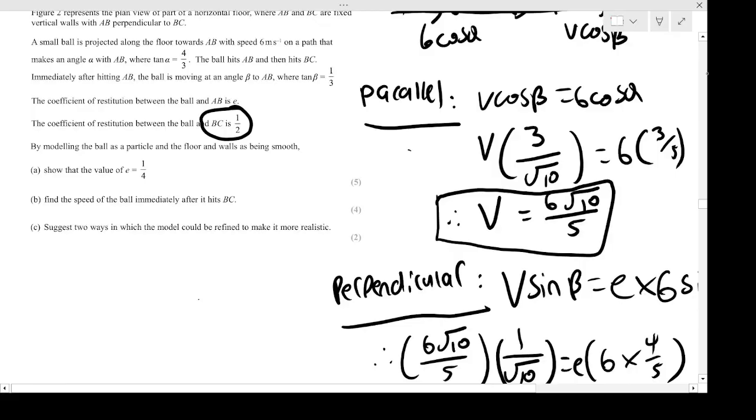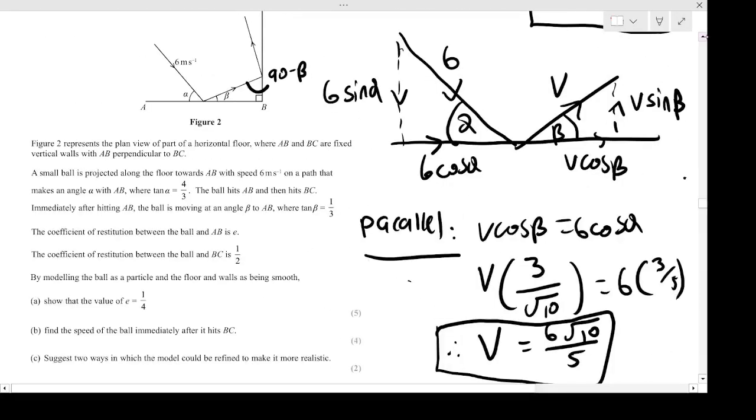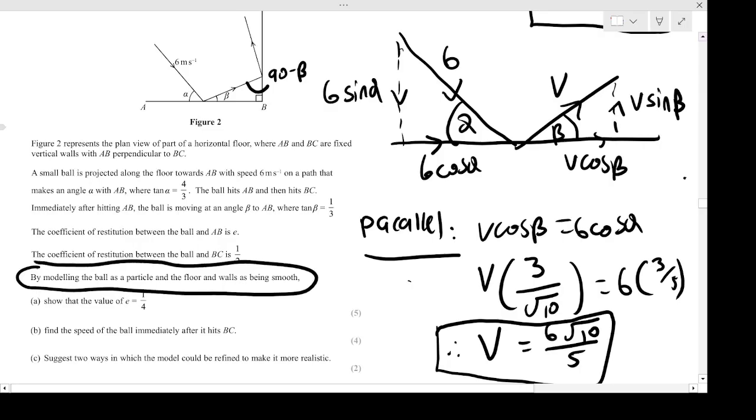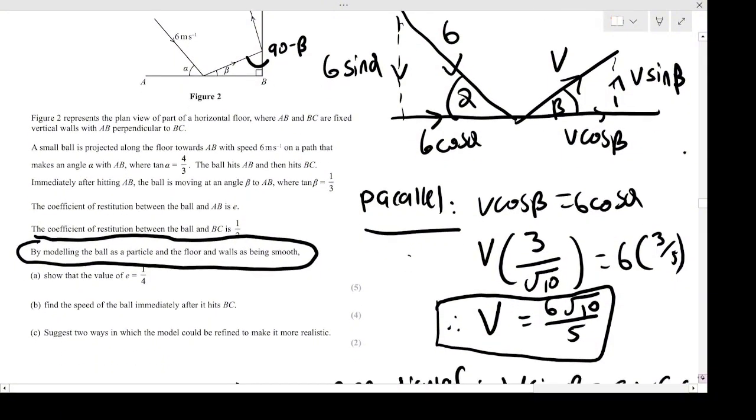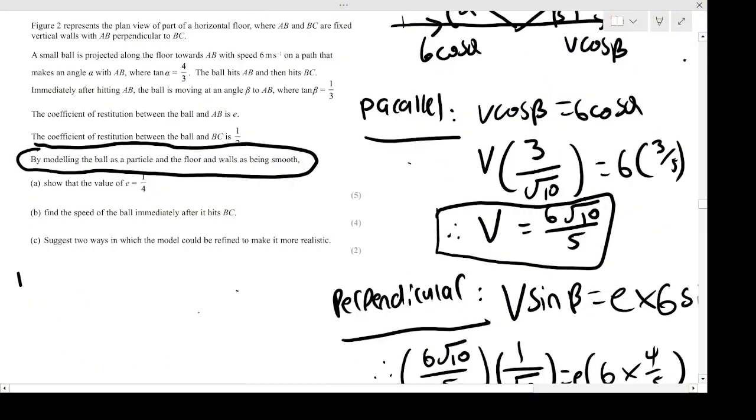Then part C, again, you get these weird questions sometimes. It suggests 2 ways in which the model could be refined to make it more realistic. That's referring to the modelling assumptions, and actually the hint here about what you can say is that it says by modelling the ball as a particle, that's the first main assumption, and then the wall is smooth, that's the second one. So we can tackle both of those to get my two different ways. So the first way, firstly, the ball is a particle. What does that mean?